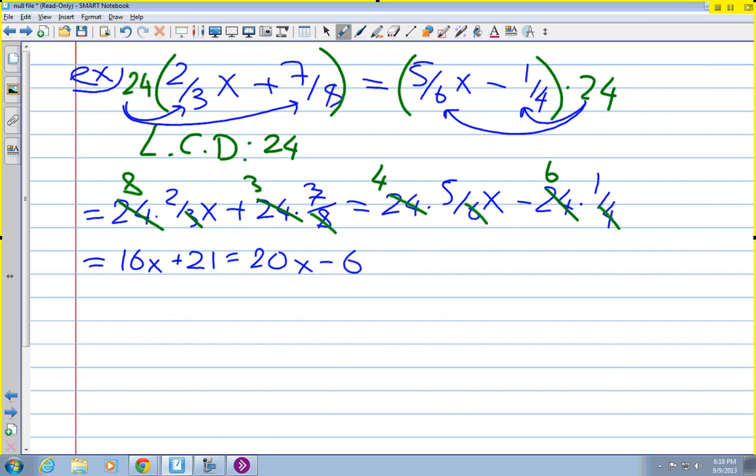So then it's easy, right? Subtract 20x, subtract 20x, subtract 21, subtract 21. So we get negative 4x equals negative 27. So x is 27 over 4. Negatives cancel. So 6 3/4.